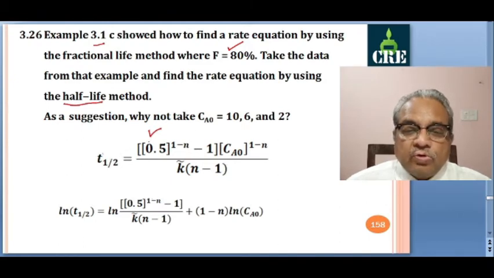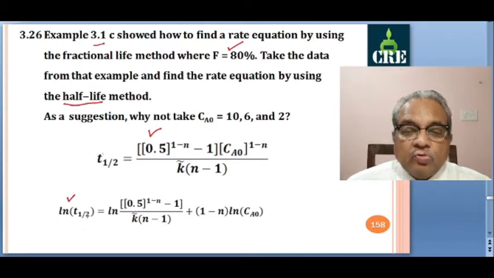We know t half is equal to 0.5 raised to 1 minus n, minus 1, into CA0 raised to 1 minus n, divided by k into n minus 1. This is the equation which we have derived earlier. If you take the natural log of both the sides, ln of t half is equal to ln of this complete term, where k is constant and n is constant for a given reaction. So this we have written as ln of this complete constant plus 1 minus n into ln of CA0.